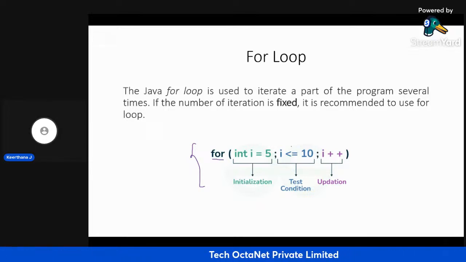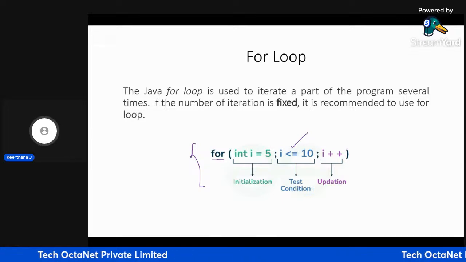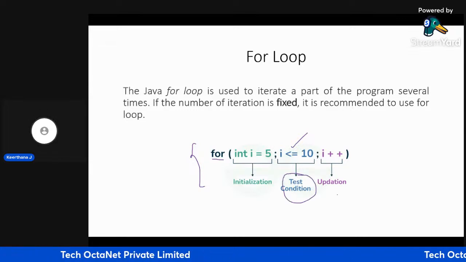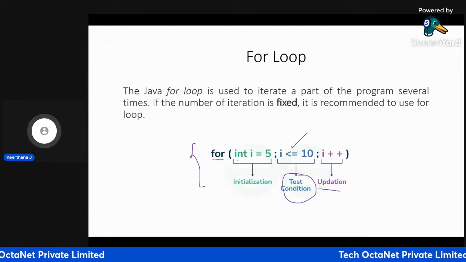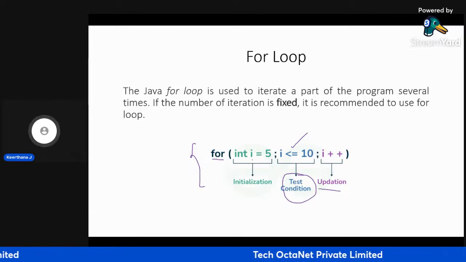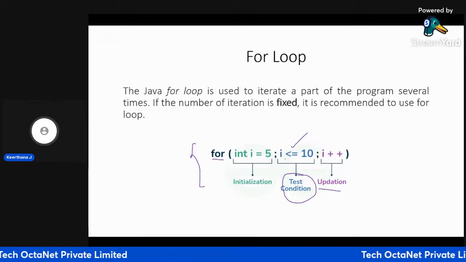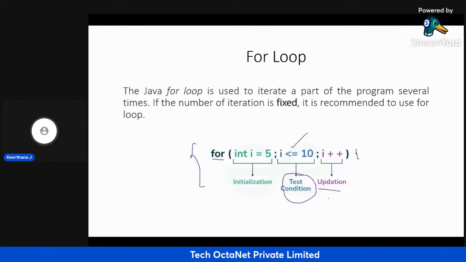And the test condition. I have said you're going to apply a loop, or iterate some process, until the condition is true. Until this test condition is true, your loop works. When this test condition breaks, your loop terminates. And this is the updation. So here I'm going to assign a variable as 5. I'm going to check whether 5 is less than or equal to 10. The condition is true, so the statements present in my for loop will be executed once.